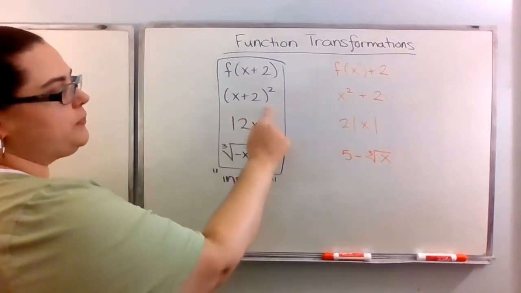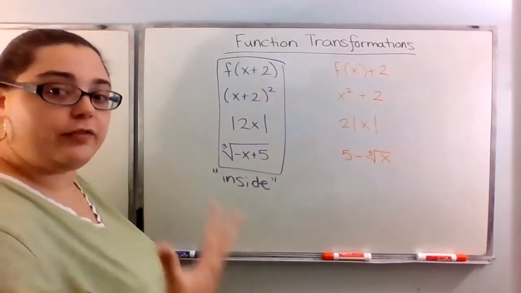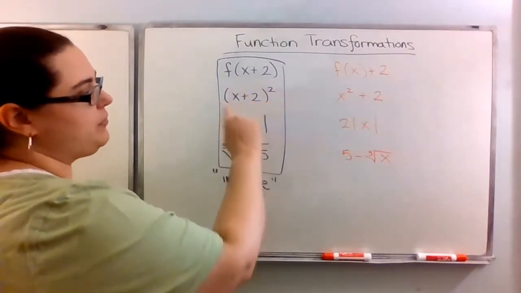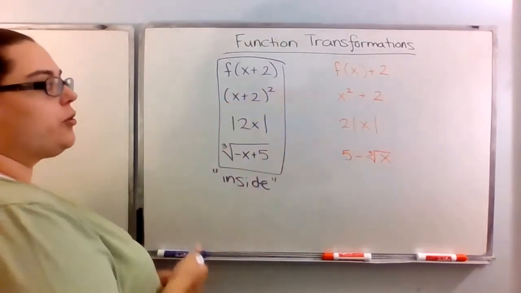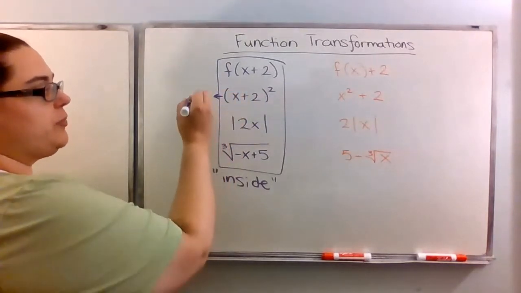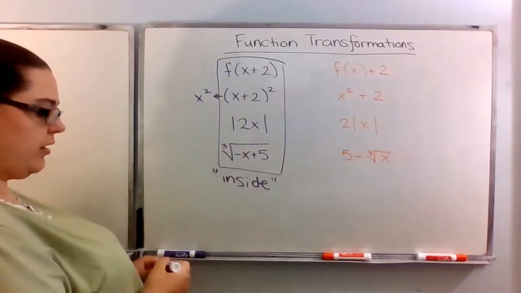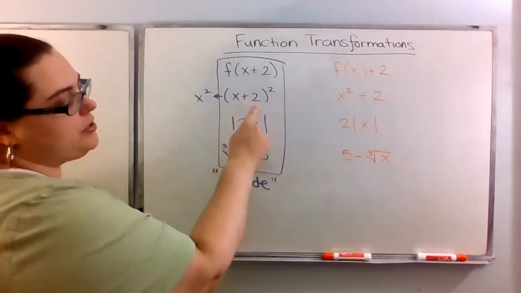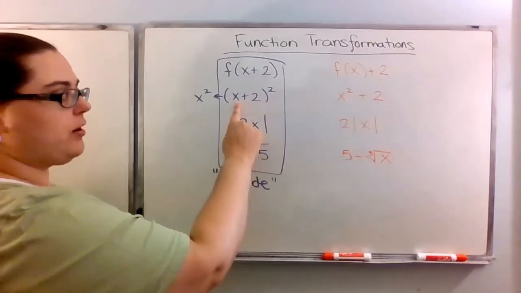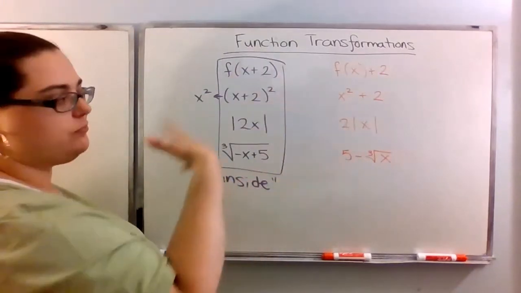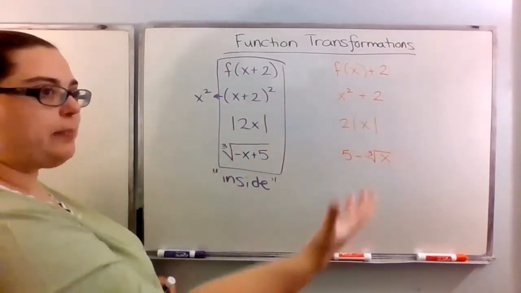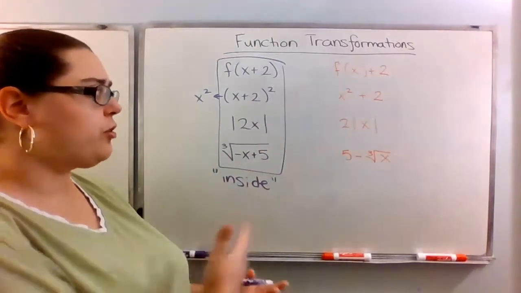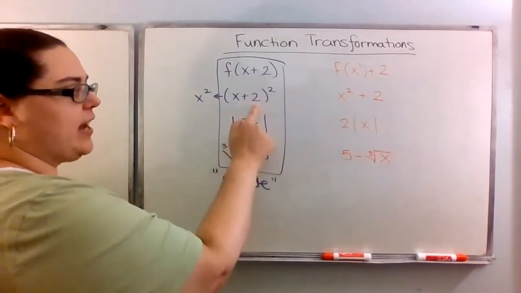In this one here, now we don't have an f of x, we have an actual defined function. And if I look at it, it's basically something being squared. So this here is a transformation on x squared. So x squared is our basic function. This plus 2 is happening to the x part. It's not happening to the squared part. So it's happening before we do the action. It's happening before the squaring. So this transformation is happening inside.